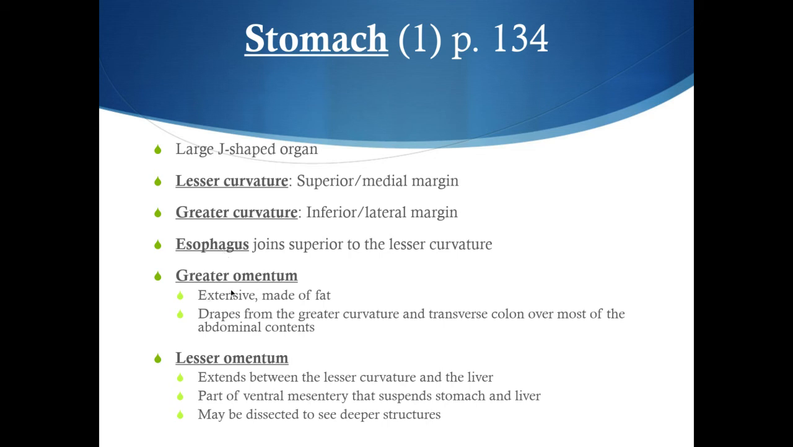There are two omentums to talk about. We have the greater omentum, which is the bigger one, and the lesser omentum, which is the smaller one. And these omentums are just sheets of fat. And so the greater omentum connects to the greater curvature and just drapes down and covers all of the organs of the abdomen. The lesser omentum is going to connect to the lesser curvature and just extend out to the liver.